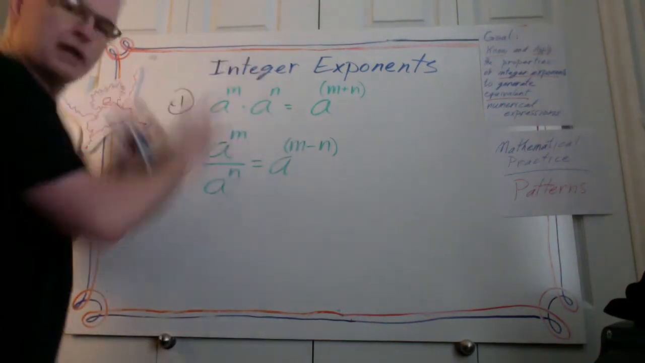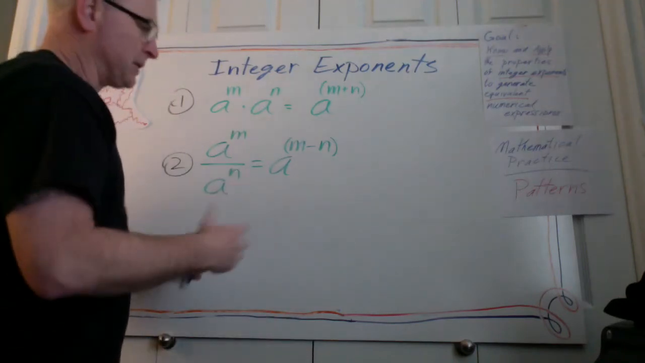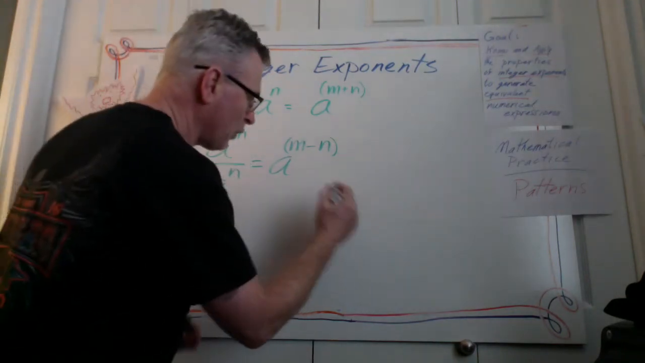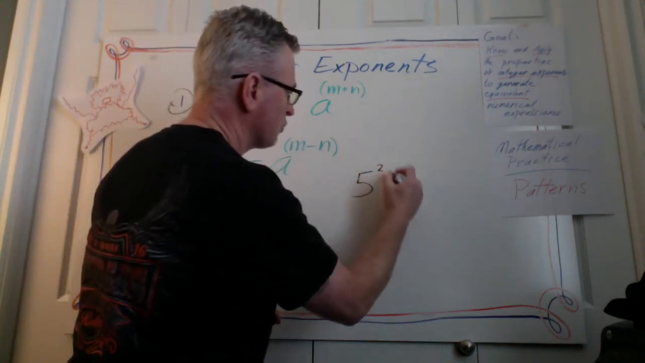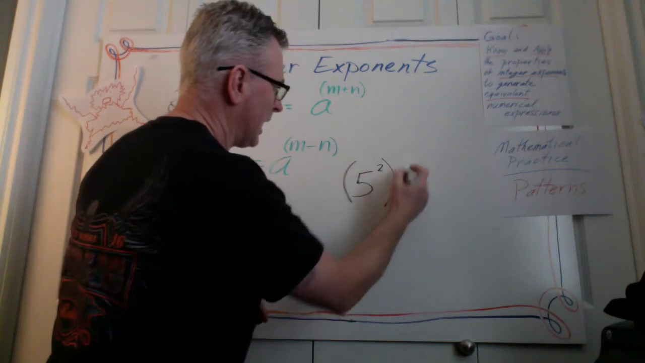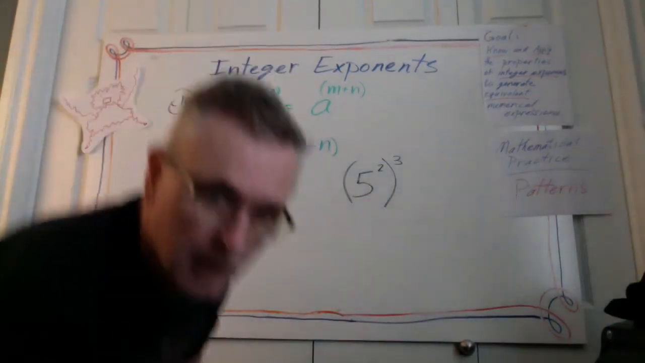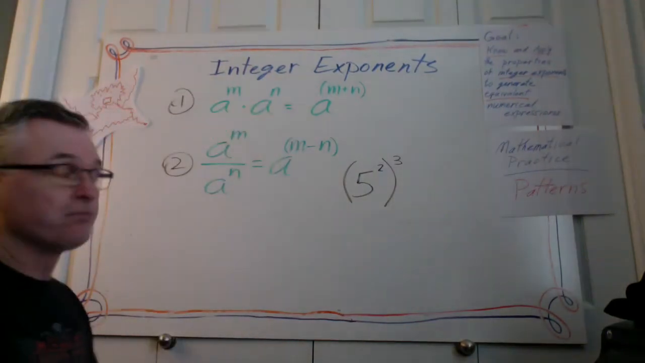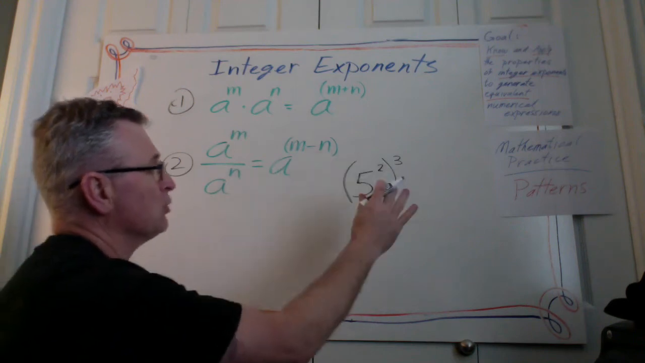Now, I'm running out of room here, so there must not be too much else to go over. Here's something else. What if we took 5 squared and we did this to it? And we cubed it. What would we do with 5 squared cubed?